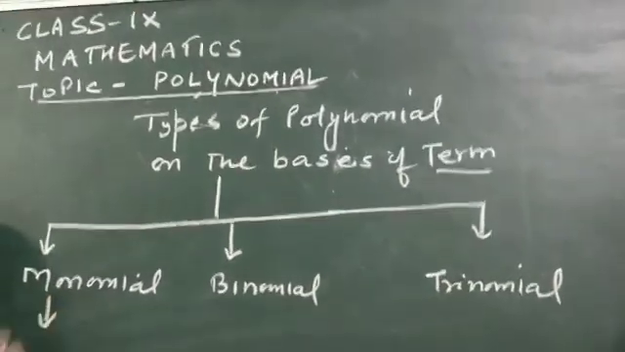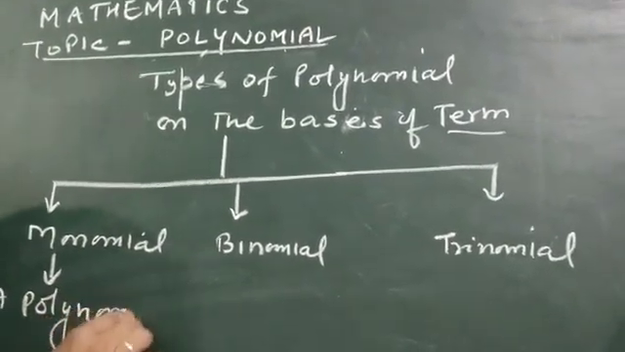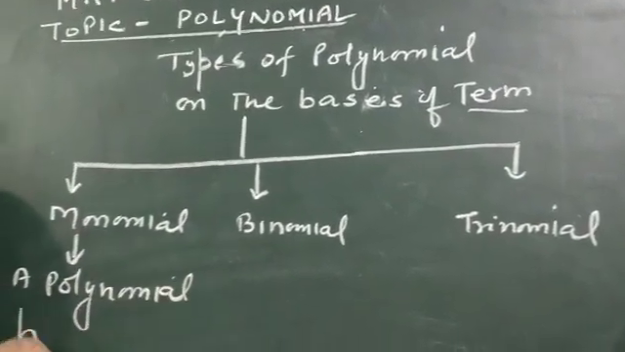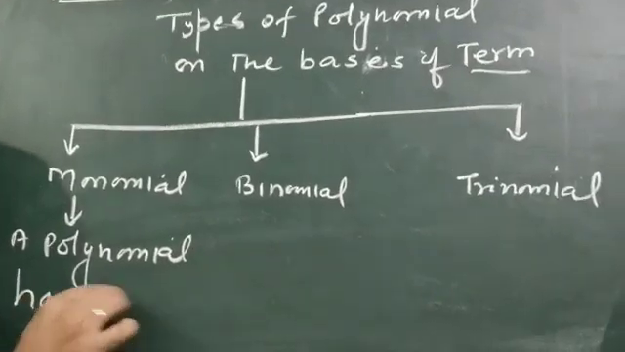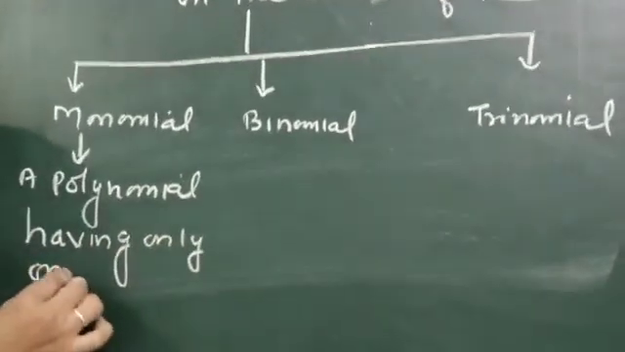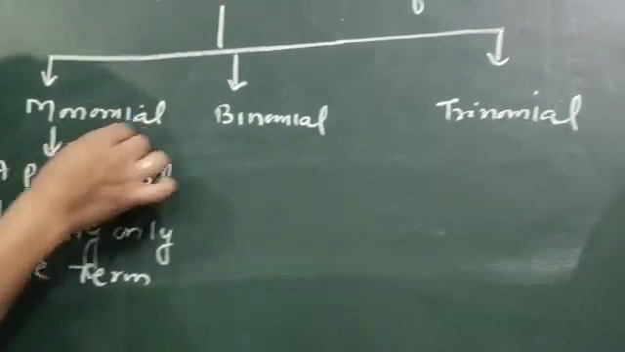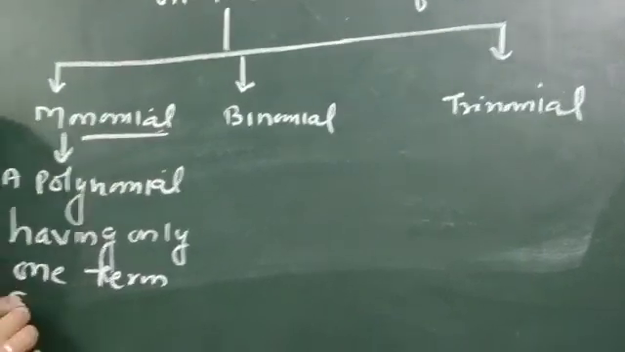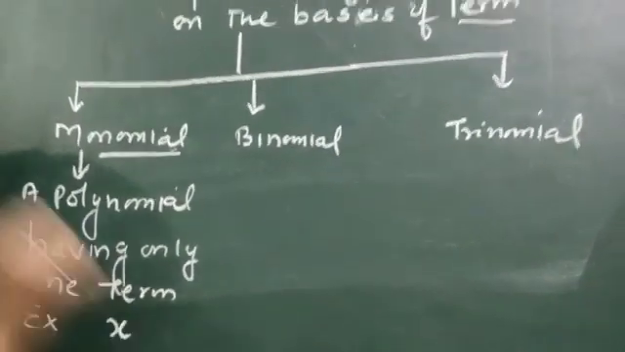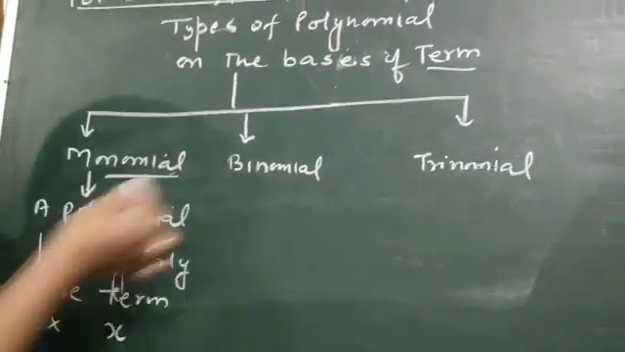Monomial: a polynomial having only one term is called monomial. Just take an example. Suppose you have x. This is monomial because this has only one term.